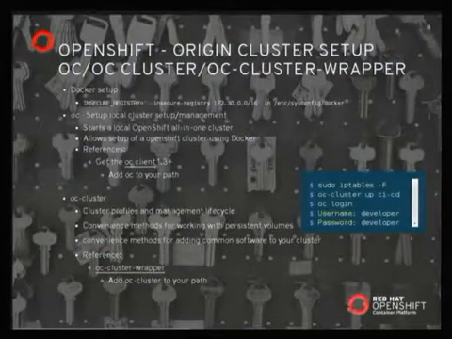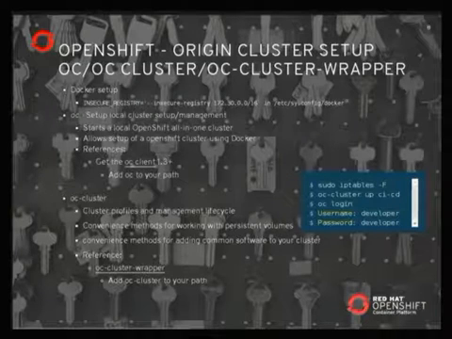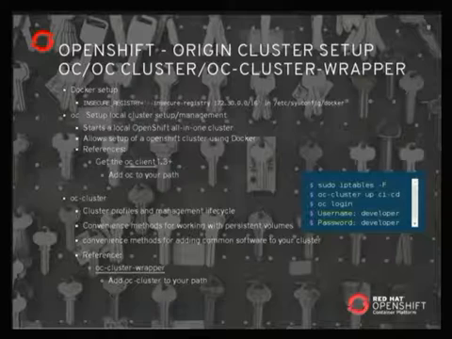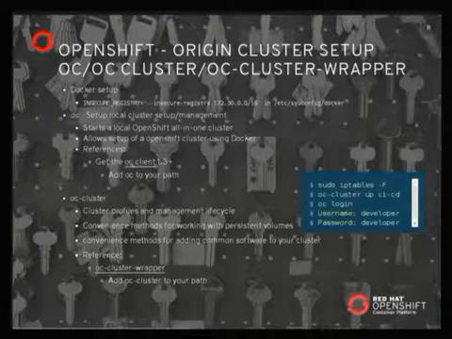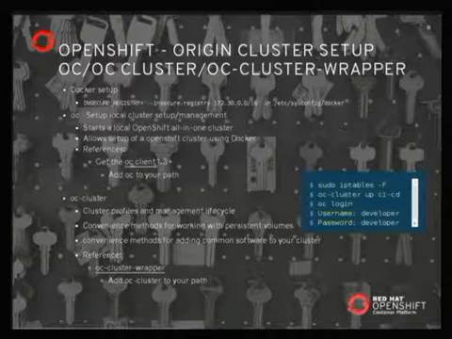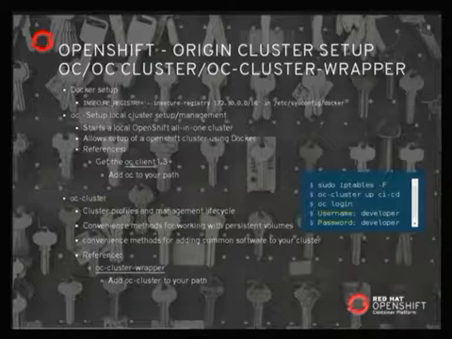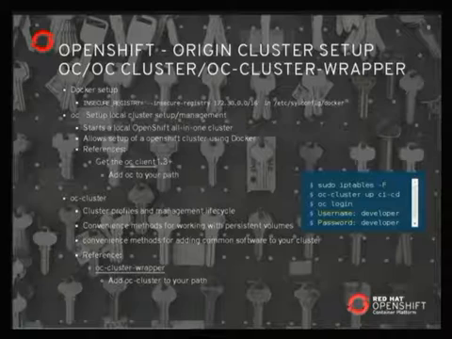So basically, by doing some simple commands, all you need is OC client 1.3 and above. You can get that and set the path on your system. Another thing that I'll also add here that's extremely helpful is called OC Cluster Wrapper. It's actually written by Jorge Morales on the OpenShift evangelist team.